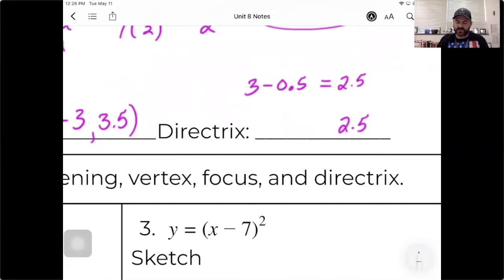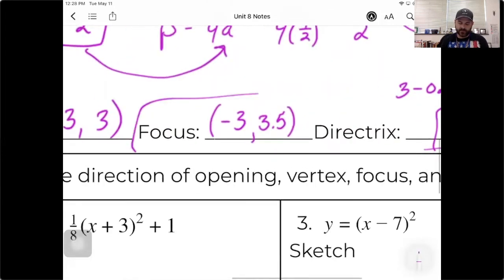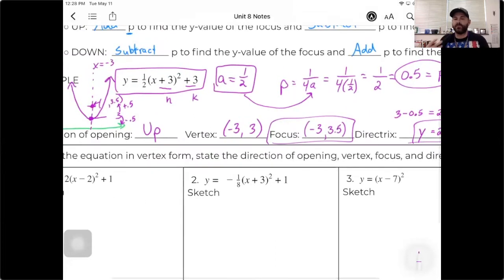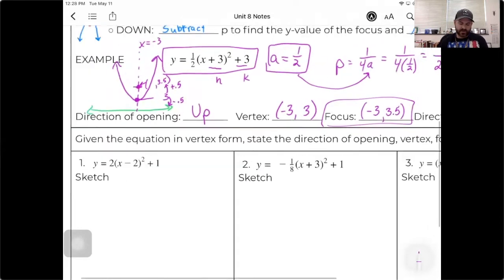Remember, the directrix is a horizontal line, which is always the equation y equals. Directrix is an equation. Focus is a point. Okay? And so that's what we're going to be doing quite a bit of in these first few examples. You're going to make a sketch to help visualize whether you're going up or down, adding or subtracting for each one of these. So let's try one of these together.